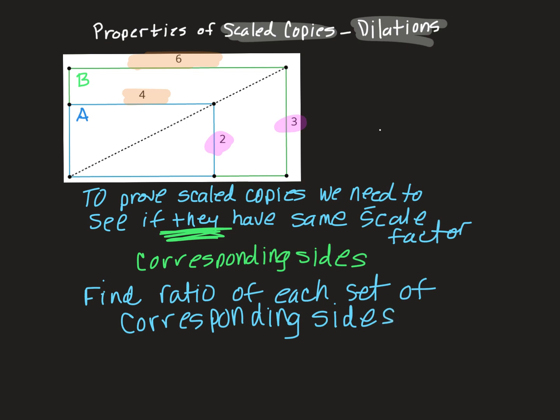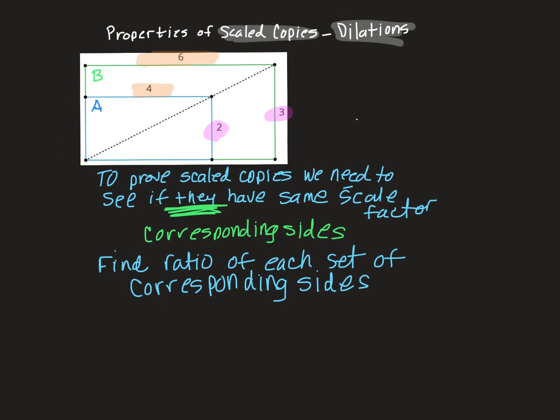So I personally always take the larger one and divide it by the smaller one because, for me, it makes it easier in my brain to calculate. But you don't have to do it that way. You could take the ratio of the smaller one to the bigger one. But I'm going to go ahead and do this. So 6 divided by 4. So that's a ratio of my first set of corresponding sides.